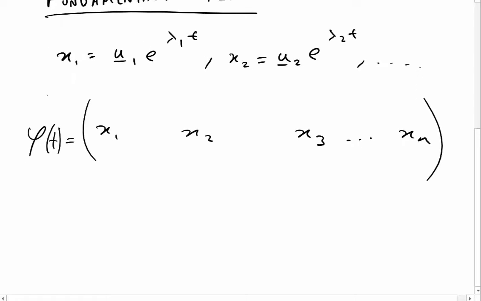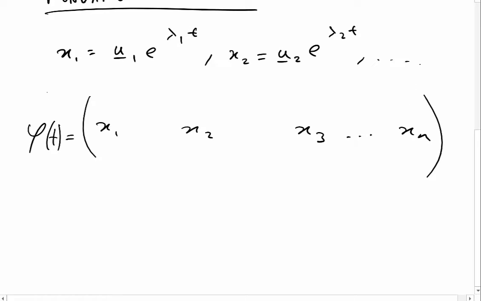Now, because all these solutions are linearly independent, we introduced this idea of the Wronskian in one of the videos. The Wronskian is just the determinant of this matrix of fundamental solutions. So it's just the determinant of this matrix here, and because all these solutions are fundamental, they're linearly independent.